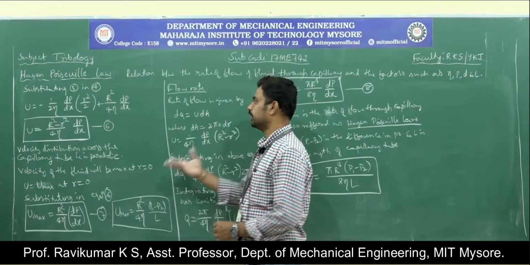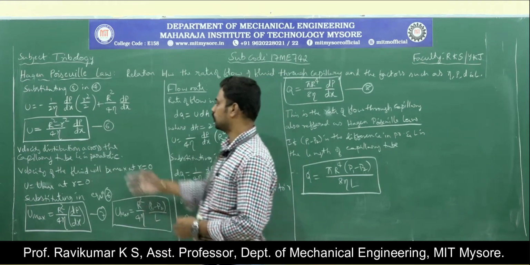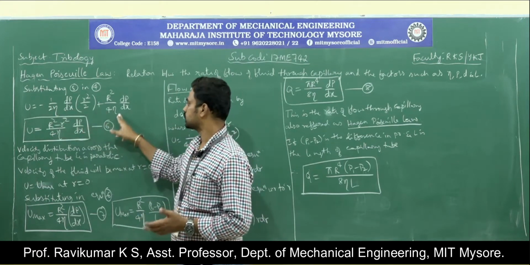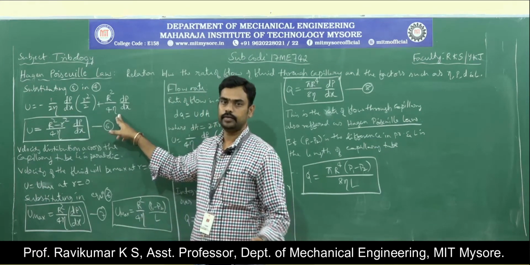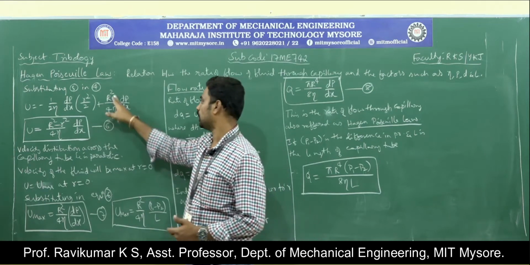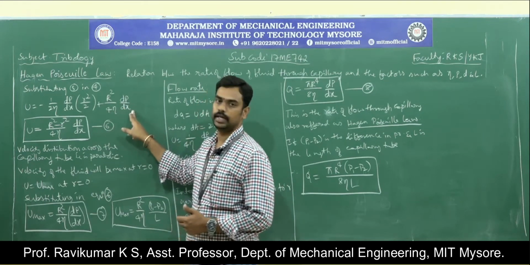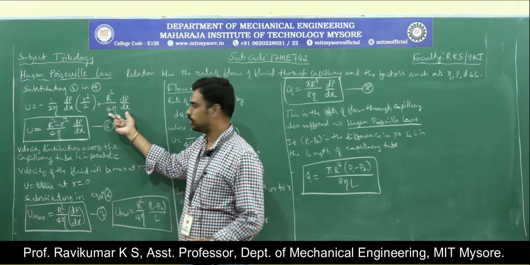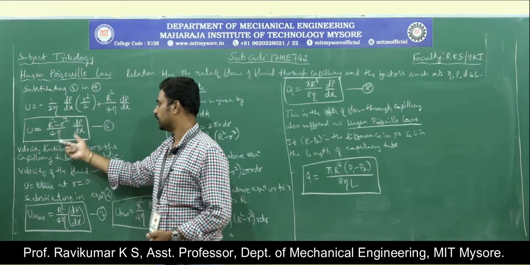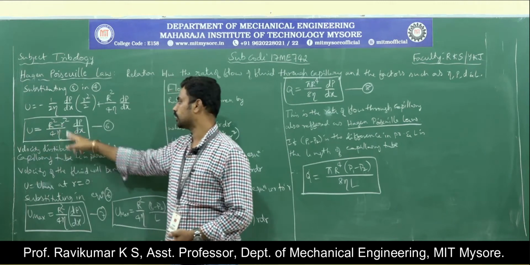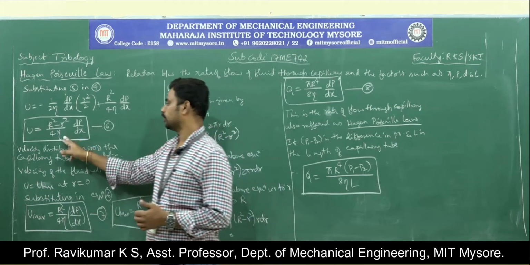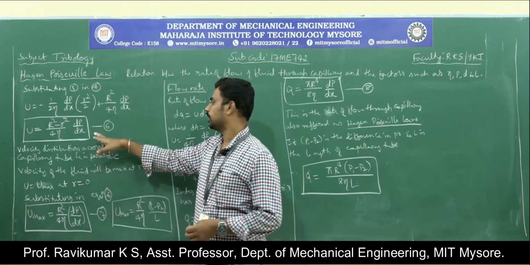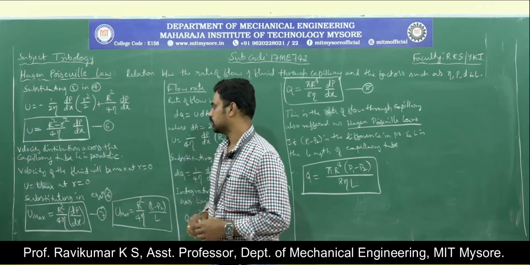Substituting equation 5 in equation 4, u becomes this amount plus c, where c obtained from the boundary condition is capital R square by 4 eta into dp by dx. In the place of c in equation 4, substitute this amount. If you simplify this, you will end up with u equal to capital R square minus small r square divided by 4 eta into dp by dx. Call this equation 6.